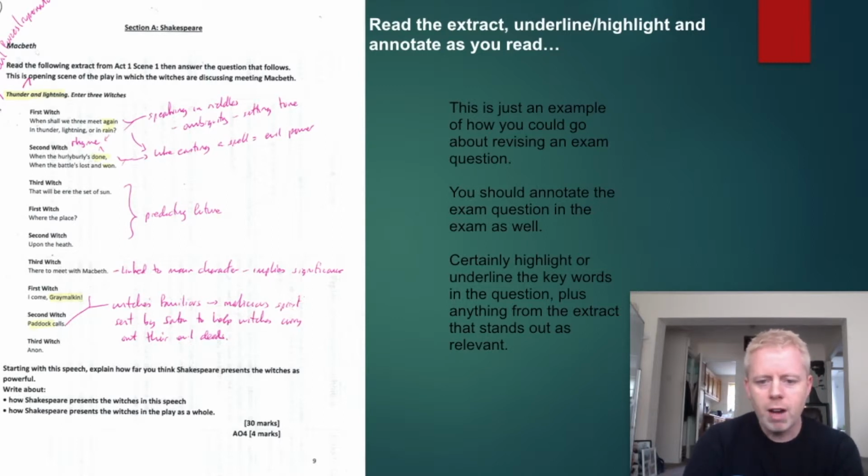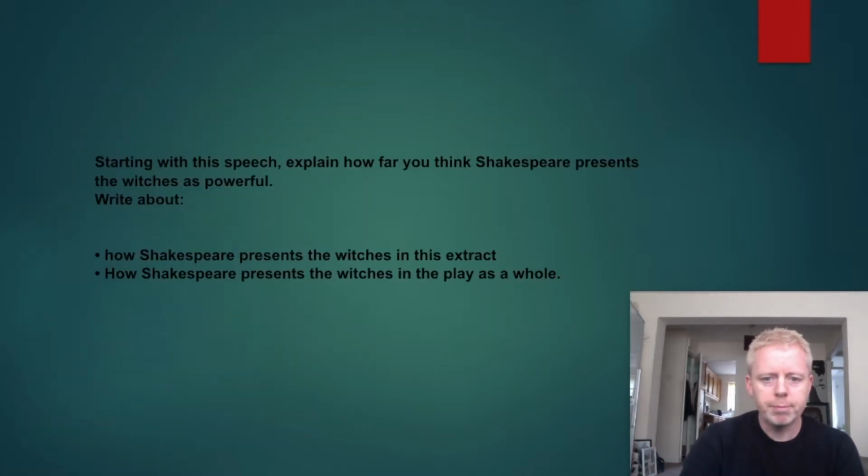So 5, 6, 7 minutes at the start to order your thoughts and come up with a few notes. If you plan, it's certainly vital that you do that. And anything from the extract that stands out that relates to the question. If you've highlighted the witches as powerful, you need to relate everything you're writing back to that point.